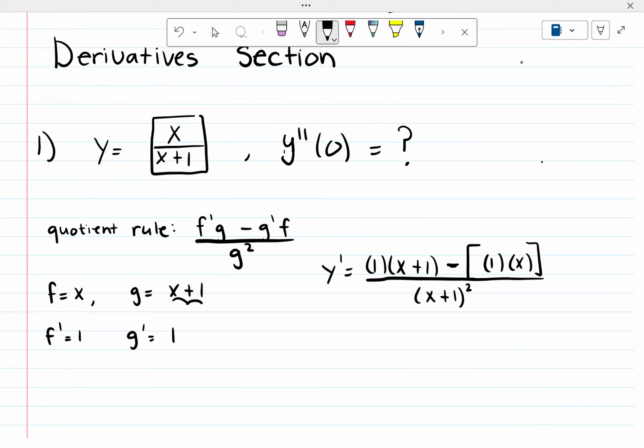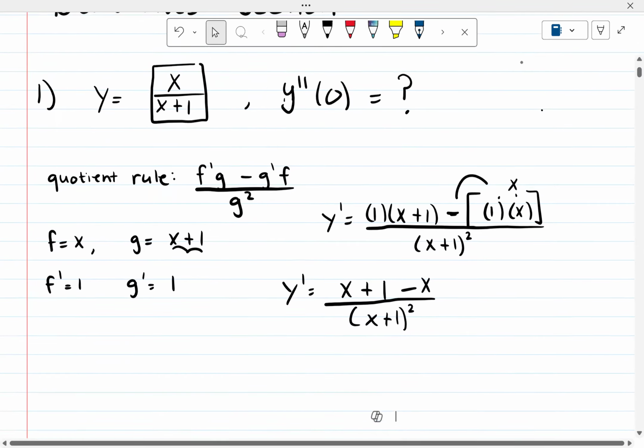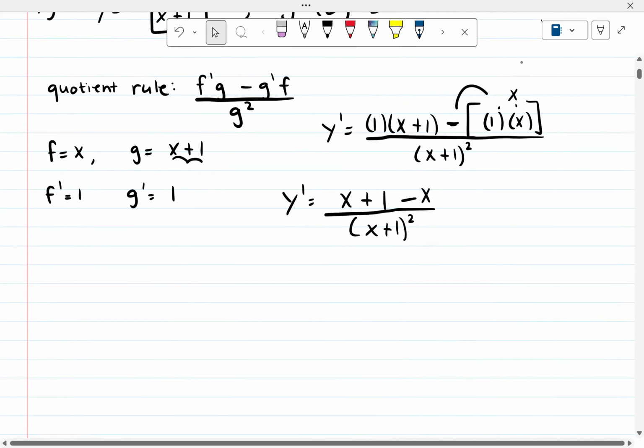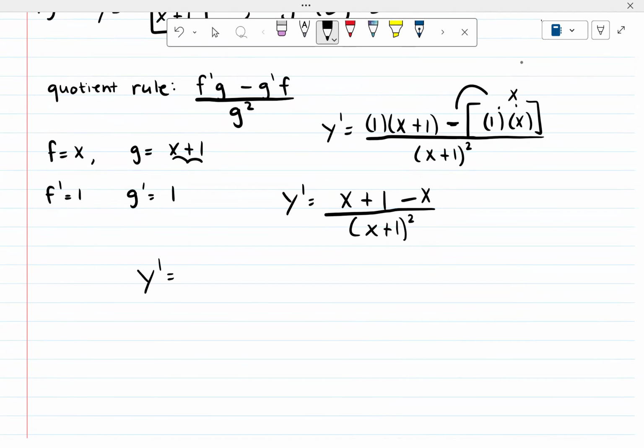So what I would do next is clean it up a bit. So 1 times x plus 1 is just itself. 1 times x is x, and then I'm going to distribute this minus, so it's going to be negative x, over parentheses x plus 1 squared. Okay, so y prime is going to be: x and negative x cancel, so you're just left with 1 over x plus 1 squared.